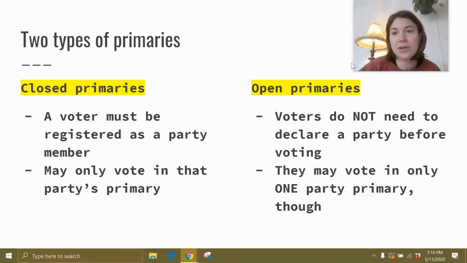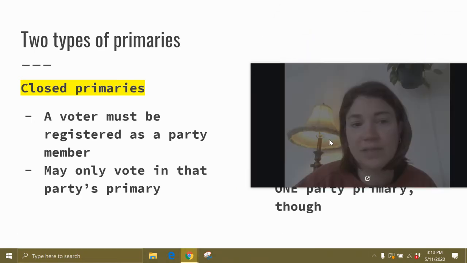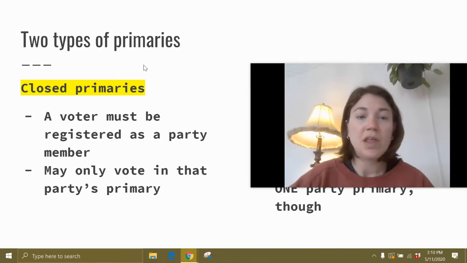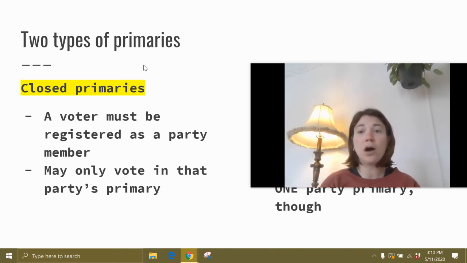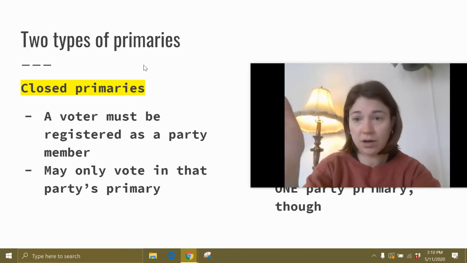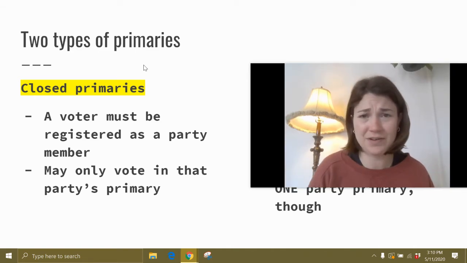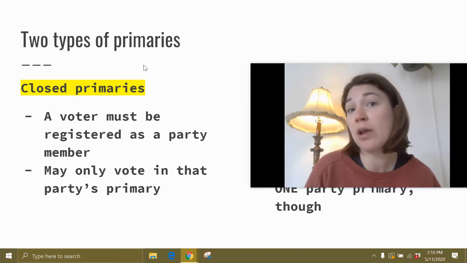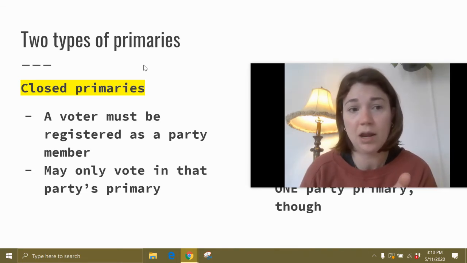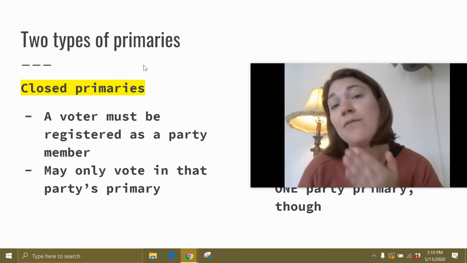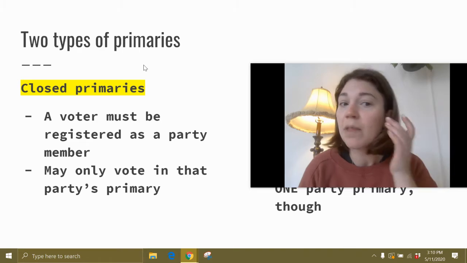So we have 2 types of primaries. We have a closed primary and open primaries. In a closed primary, the voter must be registered as a party member. So if you want to have your voice heard, let's say especially early on, there were like 12 people running for the Democratic nominee. If you really wanted one of those people to get the nomination, you would make sure that you were registered as a Democrat, and then you would participate and vote in your state's primary election for that party.